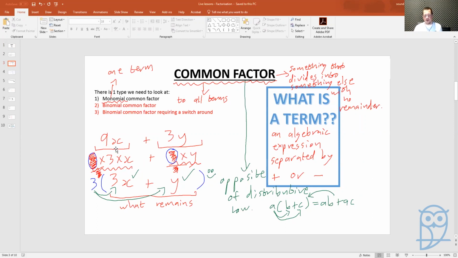And essentially, the whole point of a common factor is to reverse the distributive law. So you're trying to break up the two terms or however many terms that you have into its different factors, and then you find something that's common between them. You write it once in the front of the expression, and then in brackets, you write what is left after you take out that common part.